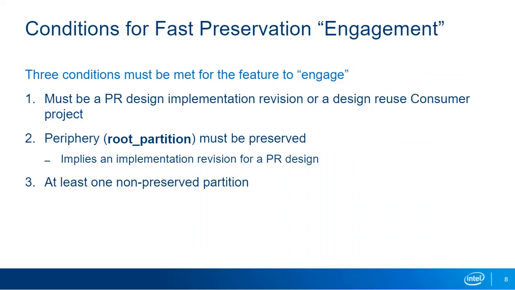So in order for the fast preservation feature to engage and save compile time, 3 conditions must be met. First, the design must be in a PR implementation revision or a separate design reuse consumer project. Next, the periphery of the design must be preserved, meaning it has been set up as a static region in a PR implementation revision or a reused root partition in a design reuse consumer project. Finally, there must be at least one non-preserved core partition. If these 3 conditions are met, the feature is engaged and significant compile time savings are possible.